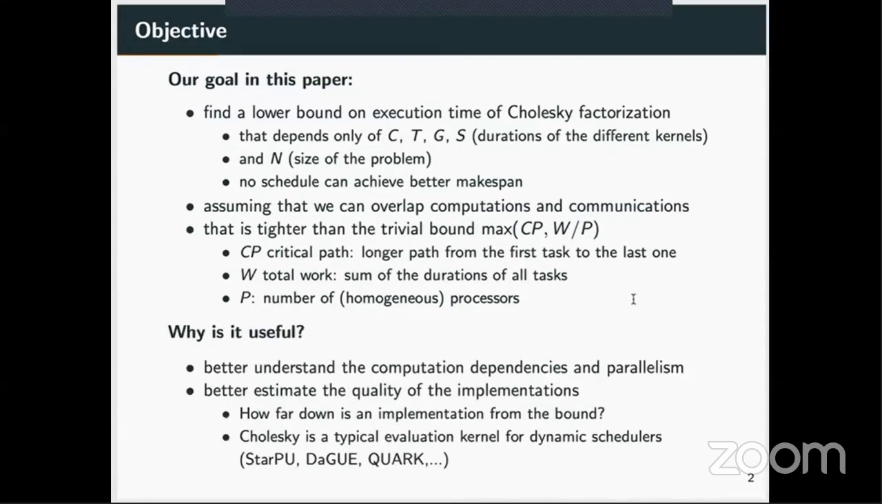So we do this in order to better understand the dependencies and the parallelism that is induced by the DAG of Cholesky factorization on one hand, and on the other hand, in order to assess the efficiency of the practical implementations that are proposed, for instance, in runtime dynamic schedulers such as StarPU, DAGuE, or Quark.